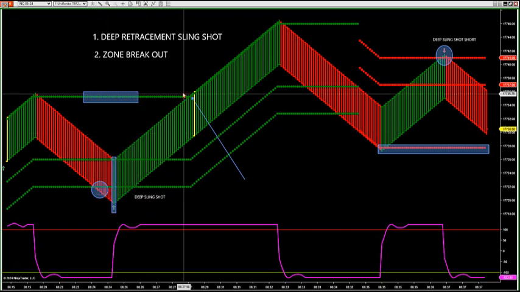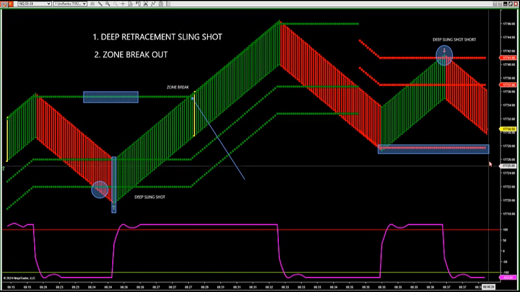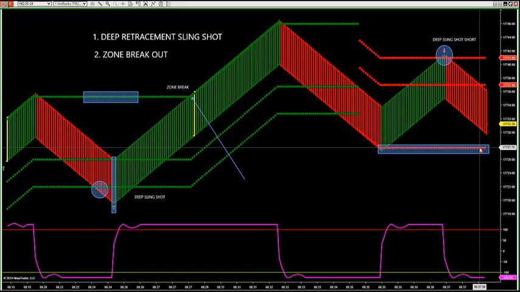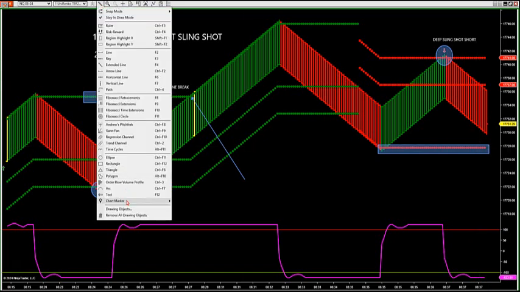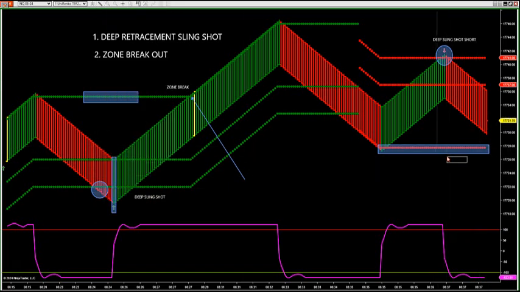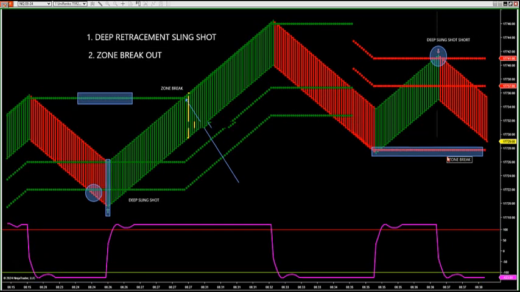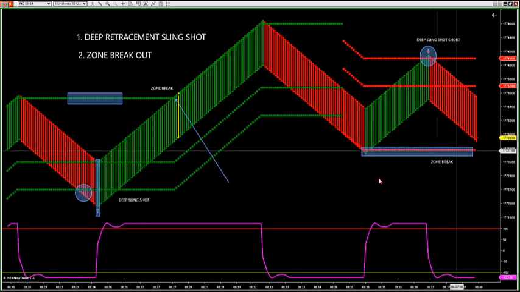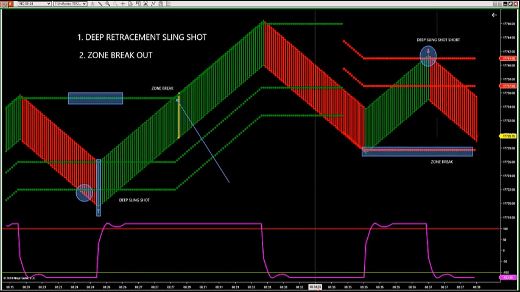The zone break was at this level. Here's a zone break. The zone break has not happened yet over here, but once it breaks this level of 27 3/4, you will have a possible zone break at this level. So you can see how they follow each other. Zone break would be these dots. If they break, you'll see a yellow bar that pops up here in a second.